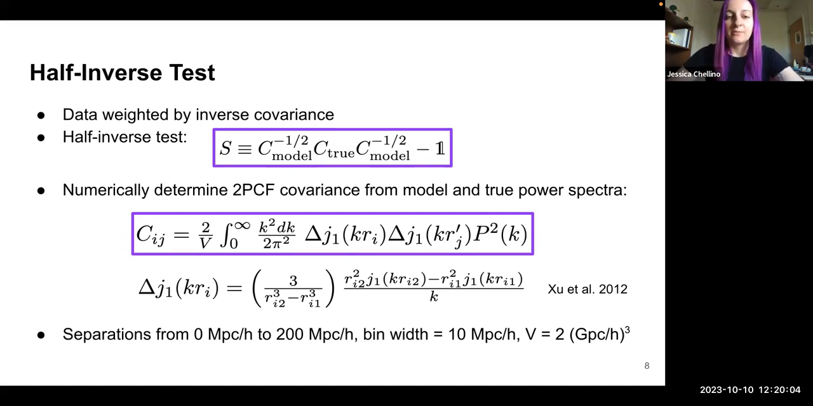Now, to numerically determine these C model and C true 2PCF covariances, we use the second boxed equation, Cij. We have an integral of the power spectrum squared times these delta J1 functions, which are defined below, and they depend on spherical Bessel functions. Ri and R prime j are the two different separations that we're looking at in the covariance of the 2PCF. And we use separations from 0 to 200 megaparsecs over h in the BOSS number density.